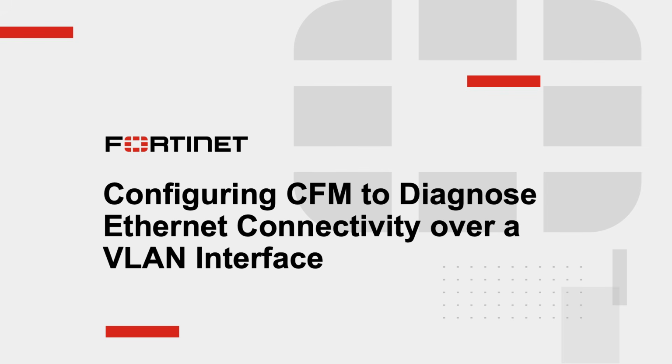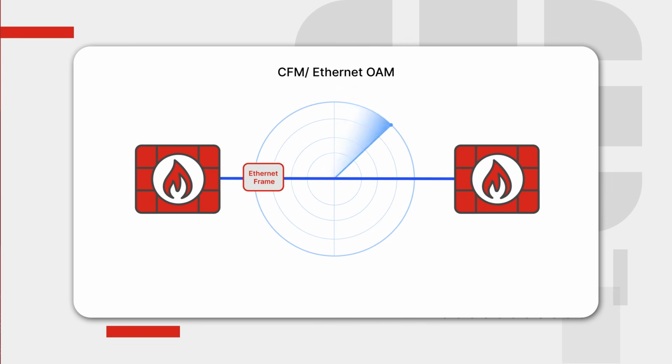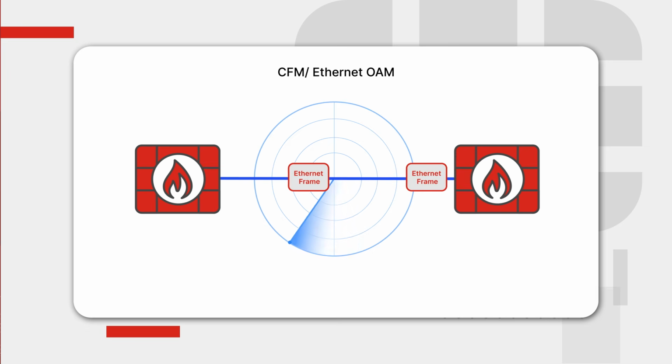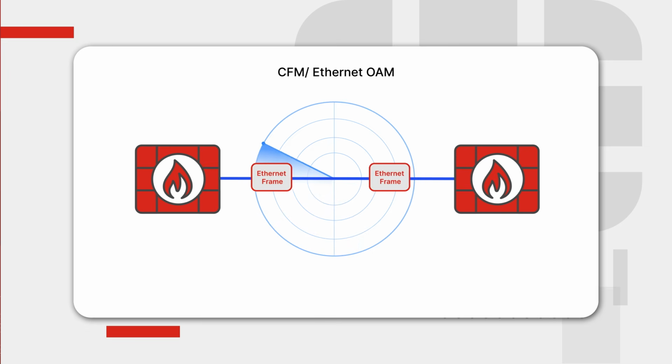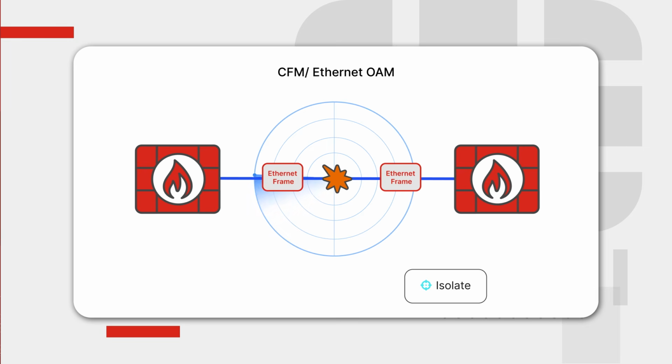Hello and welcome. In this video, we will demonstrate how to configure Connectivity Fault Management, or CFM, and diagnose Ethernet connectivity on a FortiGate. CFM is an Ethernet Operations, Administration, and Maintenance, or OAM, protocol that uses Ethernet frames to provide end-to-end fault management. It bridges a gap in traditional Ethernet, which lacks built-in tools to proactively detect, verify, and isolate connectivity failures. This feature is supported through the CLI only.